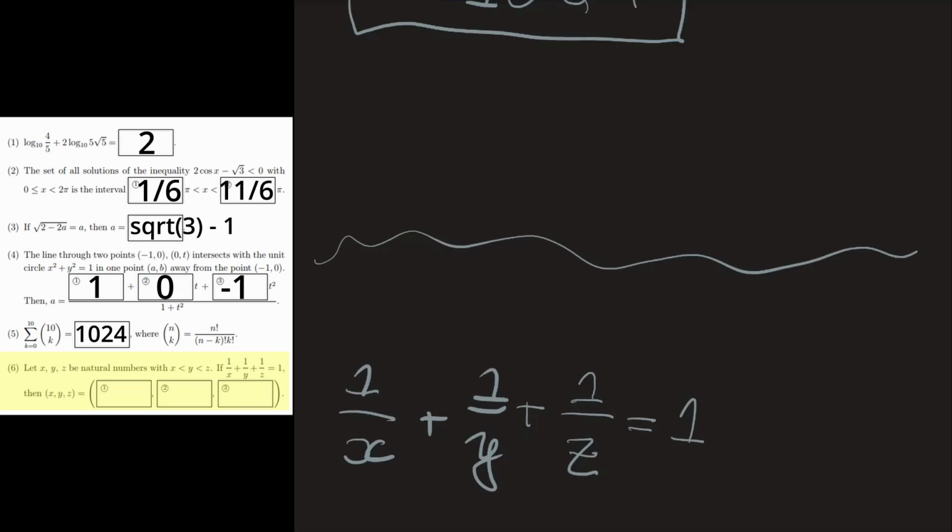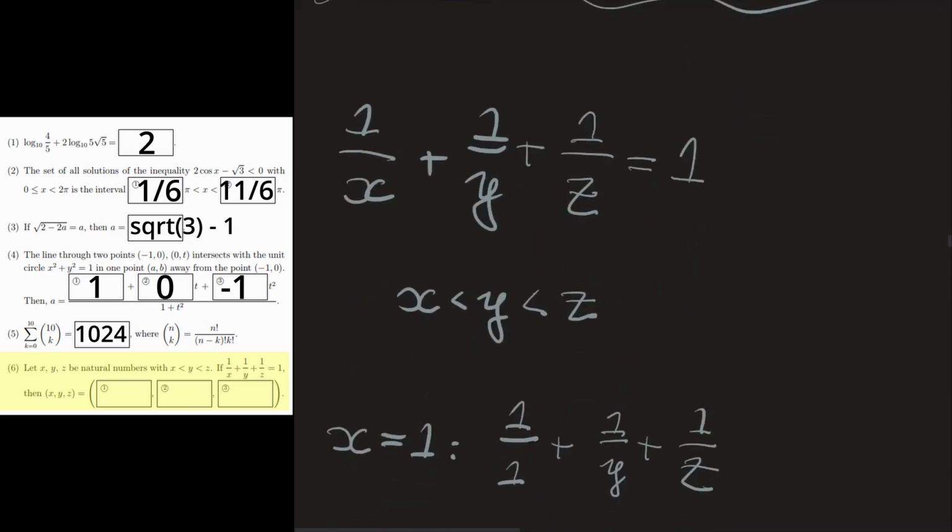So x is a natural number, meaning a positive integer, and y and z are both greater than it. So to start, I'm just going to make x equal to 1 and see what happens. So we get 1 over 1, and we still have 1 over y plus 1 over z. So clearly this cannot be correct, since 1 over 1 just equals 1 already, but we need all 3 of our fractions to add up to 1. And remember, our numbers are all natural numbers, which means y and z must also be positive. So clearly x cannot equal 1.